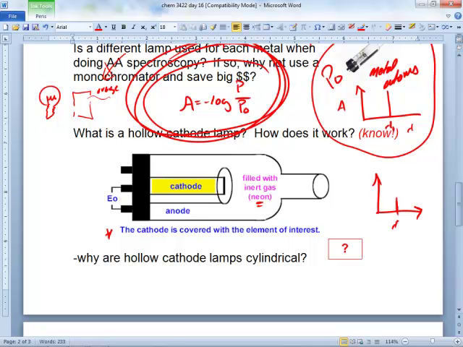It doesn't really do any good if it hits the glass. But if it hits the cathode, where that metal is, it's going to kick off a little bit of that metal. And that's how it's built. It's built so that it's going to release a little bit of that metal. Copper, pretend it's copper. It's going to kick off a copper atom. And a copper atom has a lot of energy, so it emits copper light.